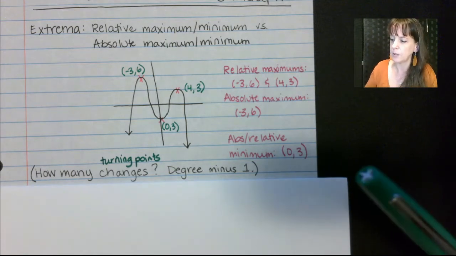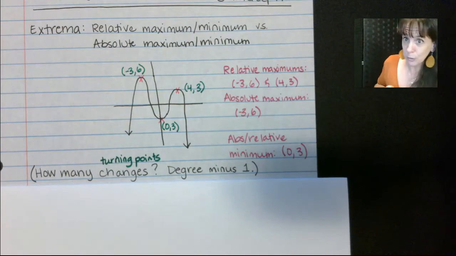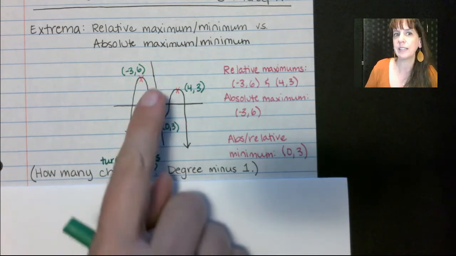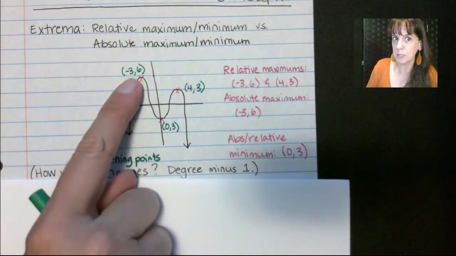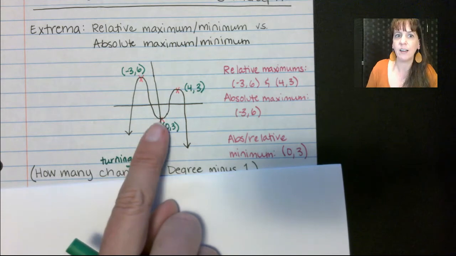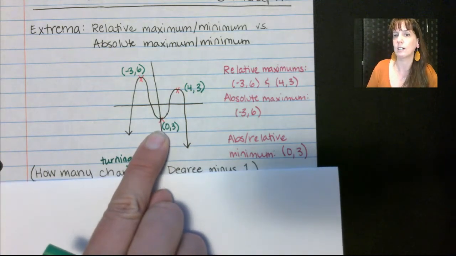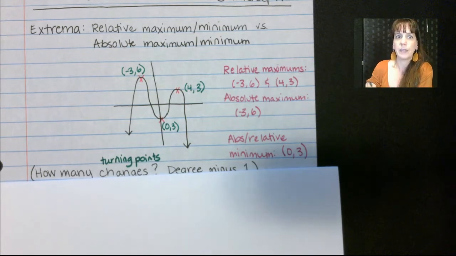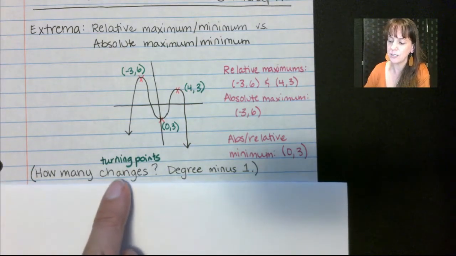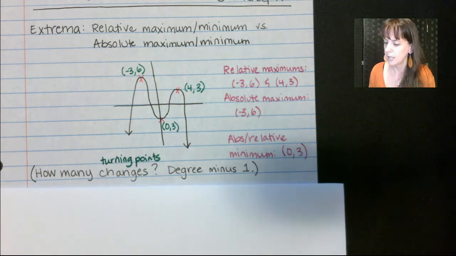So for example, in this guy right here, we have 2 relative maximums, but the absolute maximum is this one right here. So relative to everything around it, these 2 are maximum, but the absolute maximum is this guy right here, -3.6. And then this is our relative minimum, but it's also our absolute minimum because there is nothing else that's smaller than that. Okay, so like I said, how many changes or turning points? You take your degree, -1. Generally, that's the way it works.